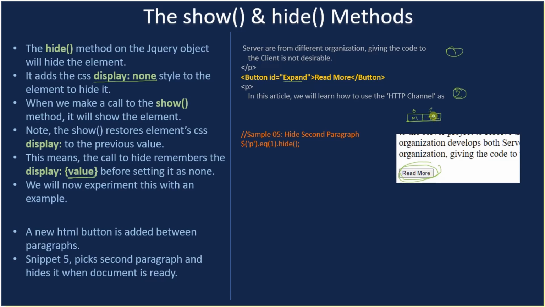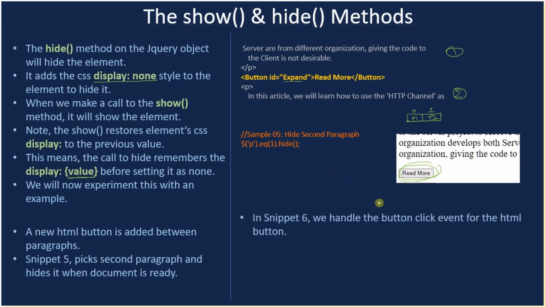EQ1 picks the element at index location 1. That means second element. Means second paragraph is picked. Then on that second paragraph, we are making call to the hide method. You know what hide will do. Hide will add a CSS display property to the element paragraph, right? Display none. That means the paragraph will be hidden, second paragraph. So that's what we are doing during the document load.